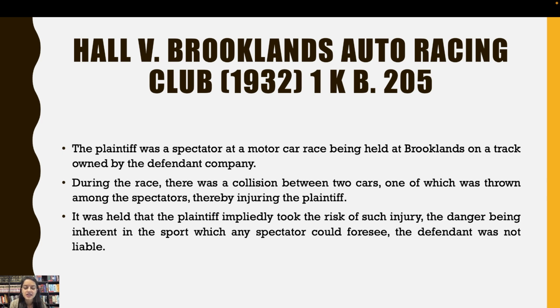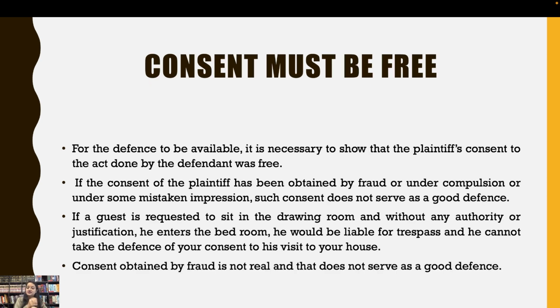It was held that the plaintiff impliedly took the risk of such injury, the danger being inherent in the sport, which any spectator could foresee. The defendant was not held liable. However, in the same case, the example I gave earlier, had the roof fallen where the spectators were sitting, or something else of a similar nature happened, then you cannot claim the defense of volenti non fit injuria. Why? Because first, the consent must be free, and second, the act must be such as has been consented for.